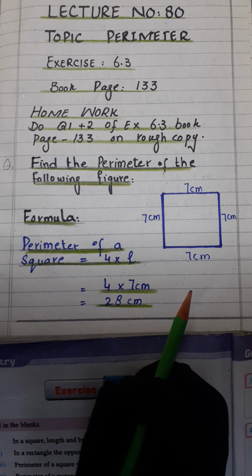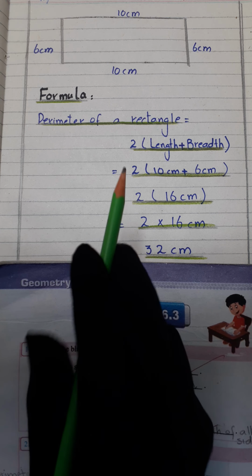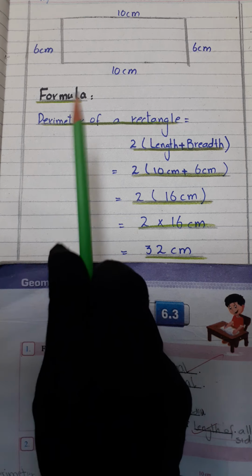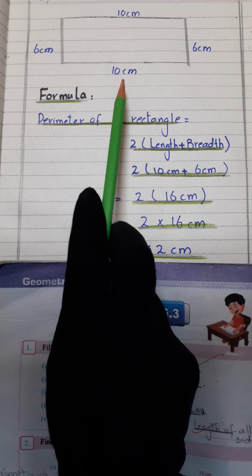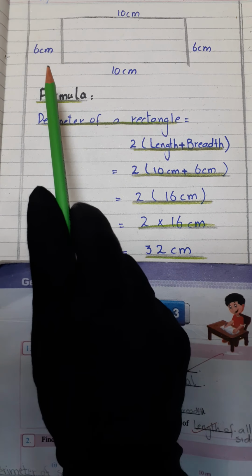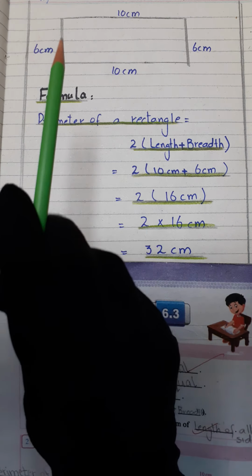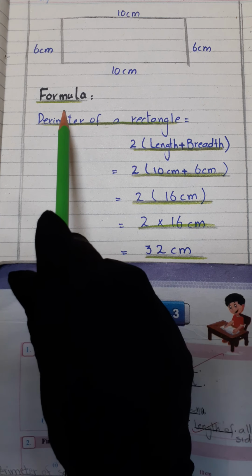Okay, for the second part, look at it. The second part given is a rectangle. Look at it. 10 centimeter, opposite side is 10 centimeter. 6 centimeter, opposite side is 6 centimeter. You people first write the formula.